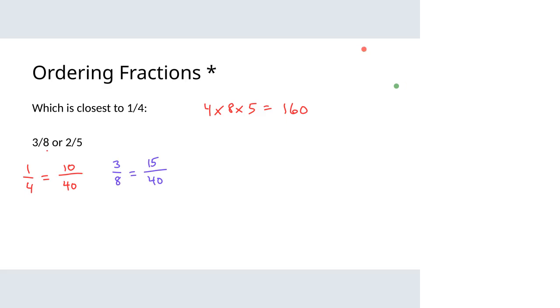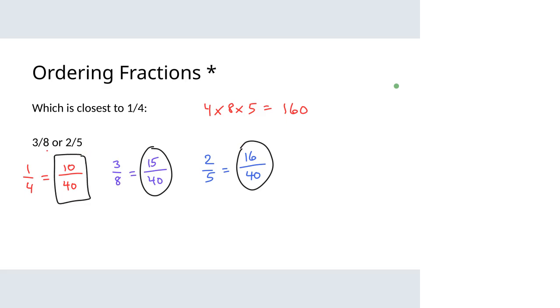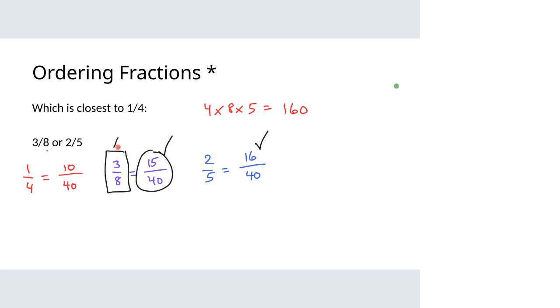Then finally, we have 2/5 that we need to rewrite with a denominator of 40. We're multiplying the bottom by 8, so we'll multiply the numerator by 8. 2 times 8 will be 16. And so what I'm saying here, at the heart of this question, is: is 15/40ths or 16/40ths closest to 10/40ths? Since this is 5/40ths away and this is 6/40ths away, this would be the one that's closer, which means 3/8 is the fraction that's closer to 1/4.